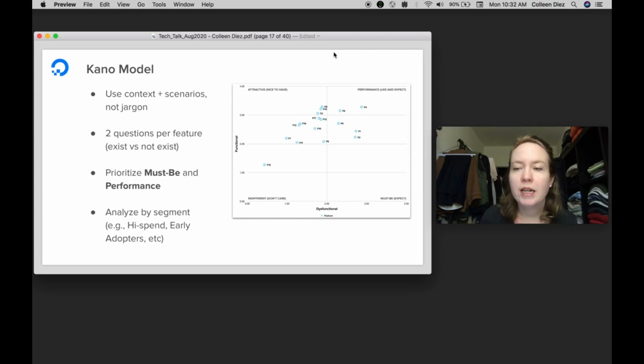And also you want to analyze this data and run these surveys according to different segments that might be important to your business. In your case, that might be a high spend user or an early adopter. So you should look at this data in that context, because the answers will be different for the prioritization.